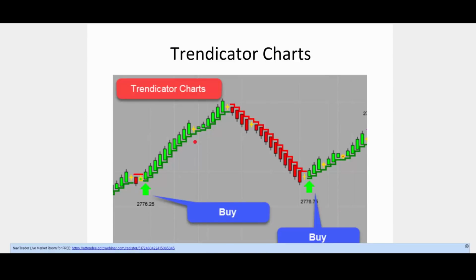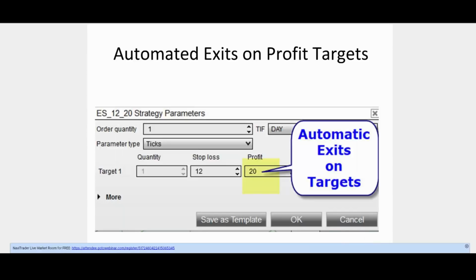All right, so the automated buy signals are green arrows. Automated sell signals are the magenta arrows. By the way, if anyone has questions, please type them into the question area. We will have some time at the end to cover your questions.